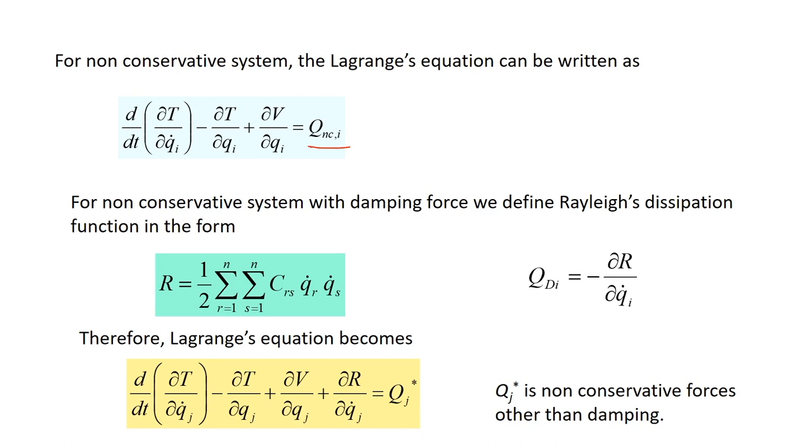Now, when we consider a damping force as a non-conservative force field, a special function has been defined by Rayleigh, and it is known as Rayleigh's dissipation function. So, what is Rayleigh's dissipation function? It is written in this form, R is the symbol, half summation of r equal to 1 to n, summation of s equal to 1 to n, C_rs q_r dot q_s dot. That means these are functions of velocity squared, that is, a quadratic function of the velocity.